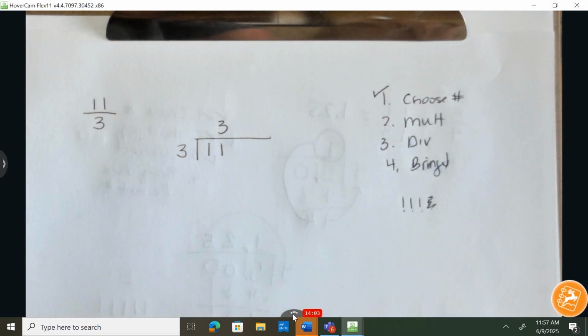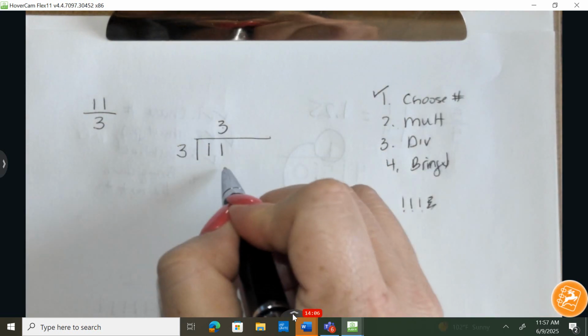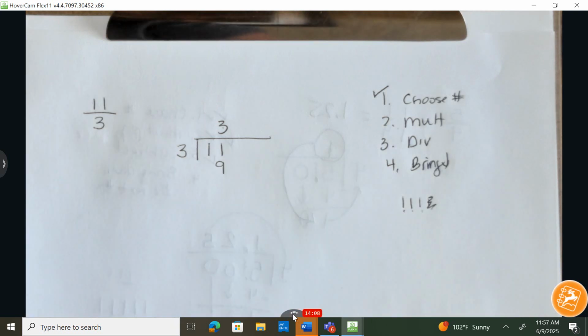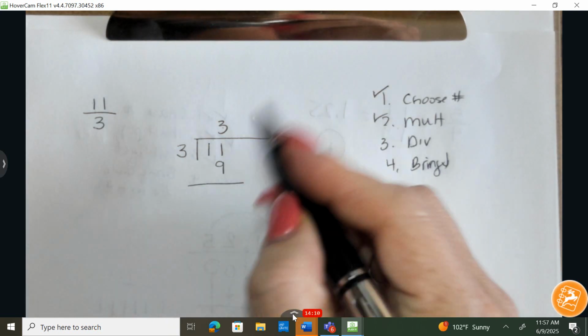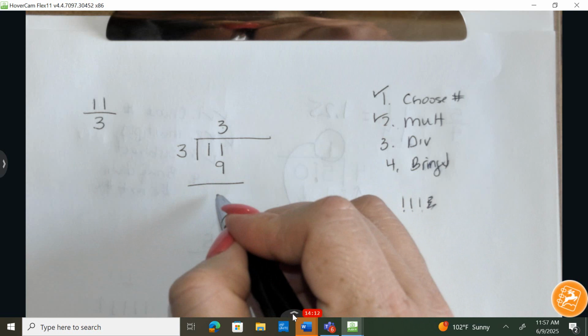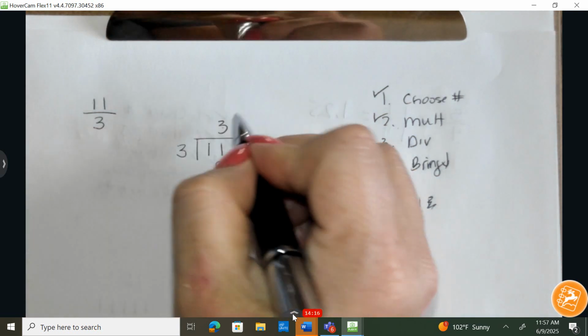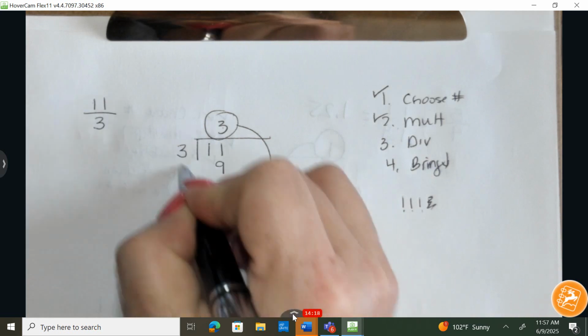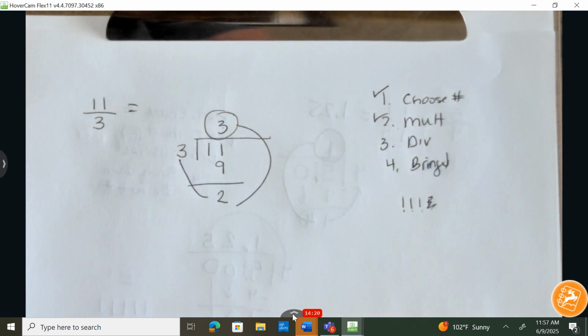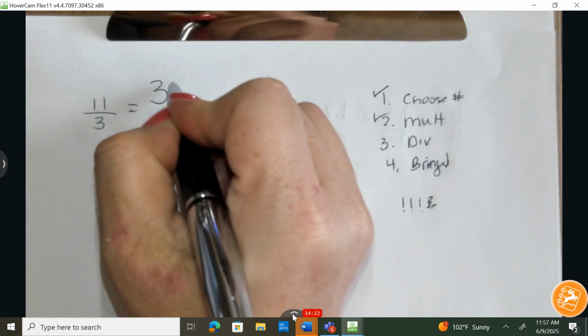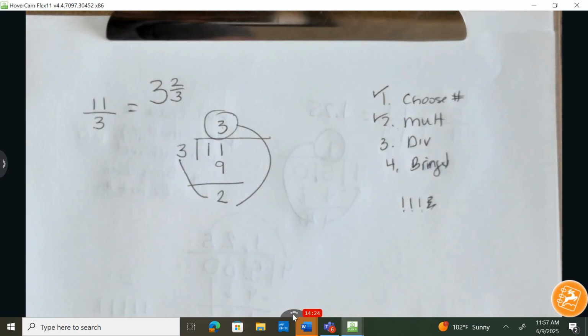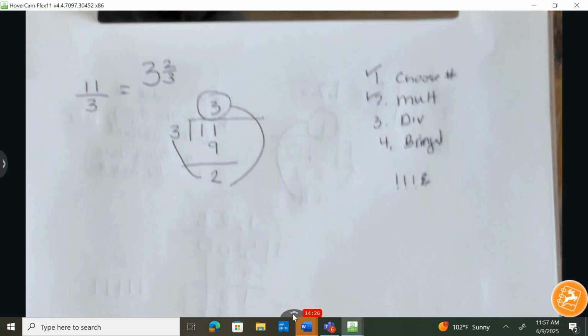I chose my number, and now I'm going to multiply. 3 times 3 is 9. I line it up with the last number, and then it's going to subtract. 11 subtract 9 is 2. Now I write this as a mixed number. Here's my whole, and here's that fraction. 11/3 is equivalent to 3 and 2/3. Let's look at another one.